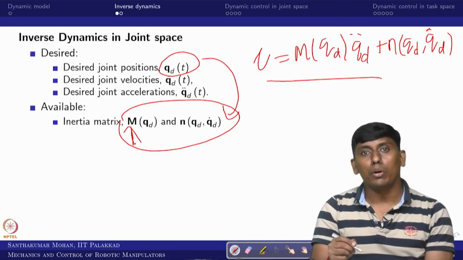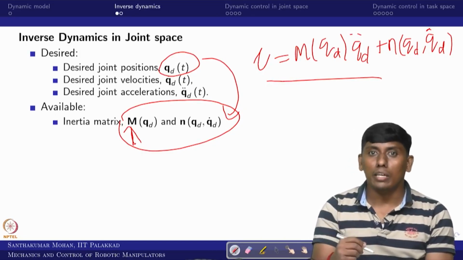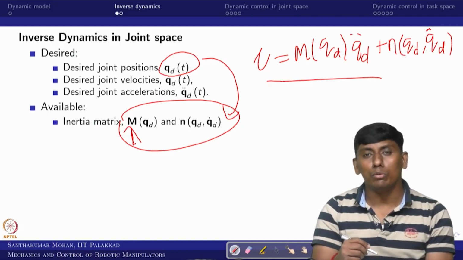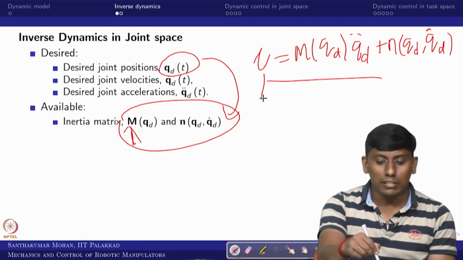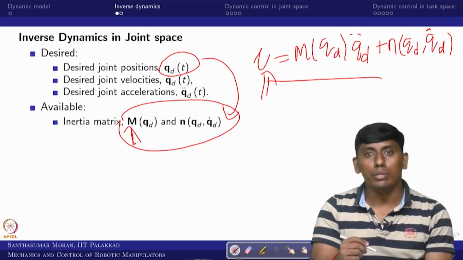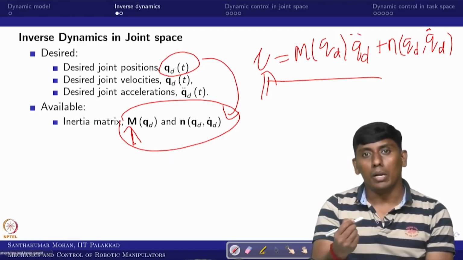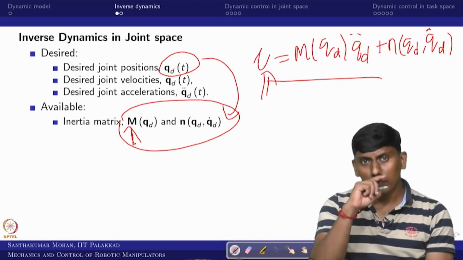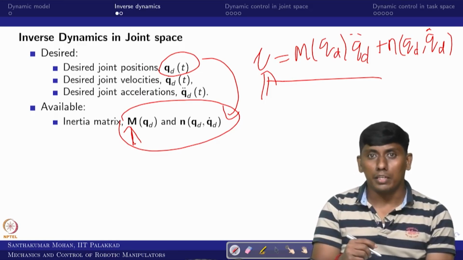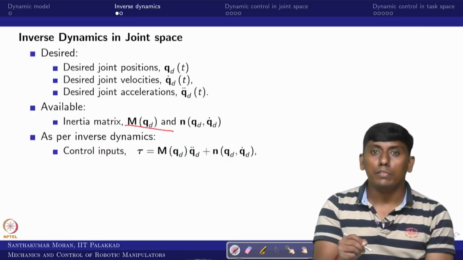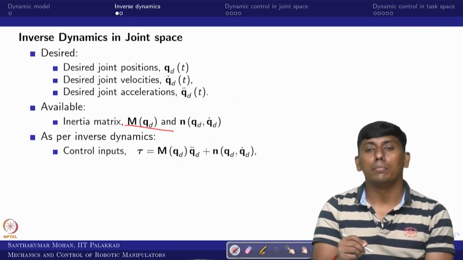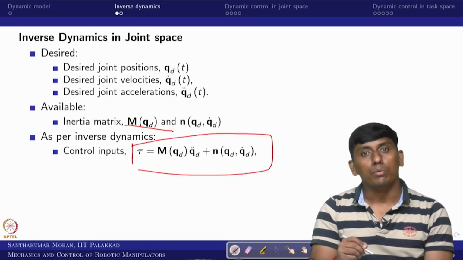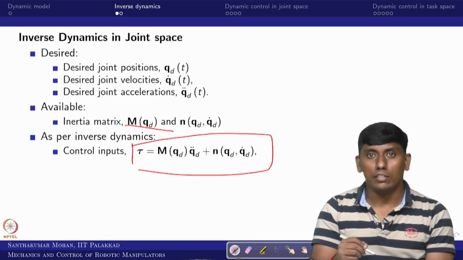This inverse dynamic model would be useful when there is no gravity involved. Whenever there is gravity involved, it is very difficult to use this as open loop control. That I will show you in simulation, probably next to next lecture, where we will see that in detail. Right now, for given m of q desired and n of q desired comma q dot desired, we can find this tau. This is what we call inverse dynamics.